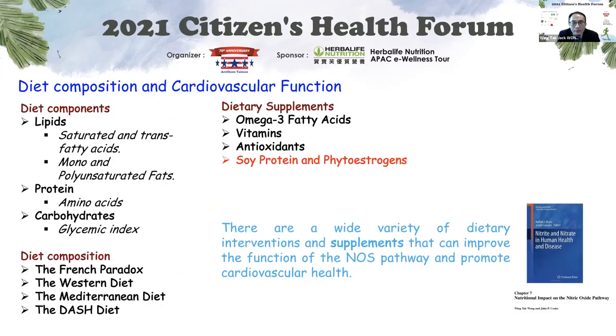There are three main diet components, namely lipids, protein, and carbohydrates. Diet composition is one way for us to actively alter and improve the function of the nitric oxide synthase pathway and thus promote cardiovascular health. Of the various different dietary components that could significantly improve cardiovascular health, dietary supplements such as soy protein and phytoestrogen could greatly promote cardiovascular health.